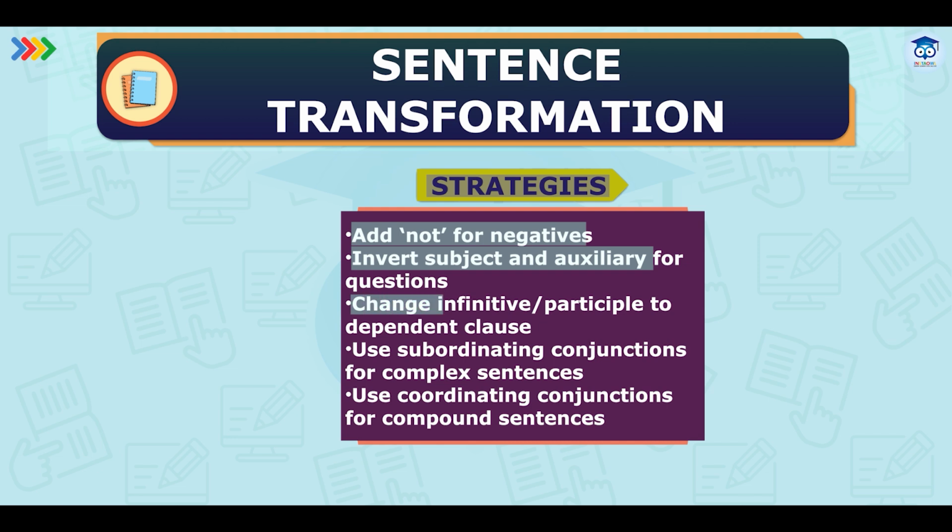Thirdly, change infinitive or participle to dependent clause to make sentences more complex. And importantly, use subordinating conjunctions for complex sentences. Words like because, although, or if. You can also use coordinating conjunctions for compound sentences, like and, but, or.